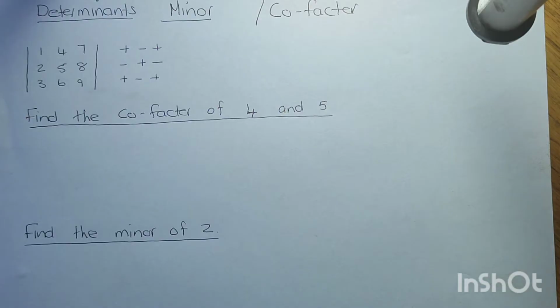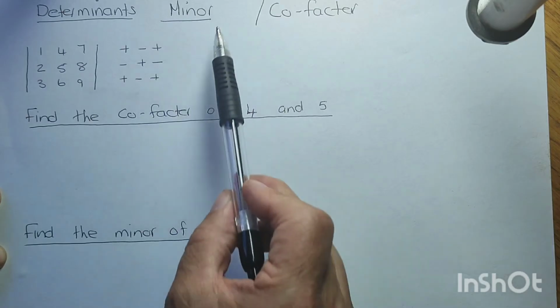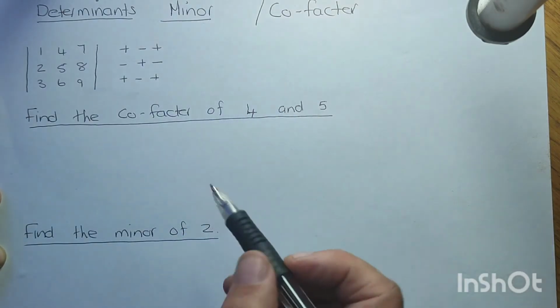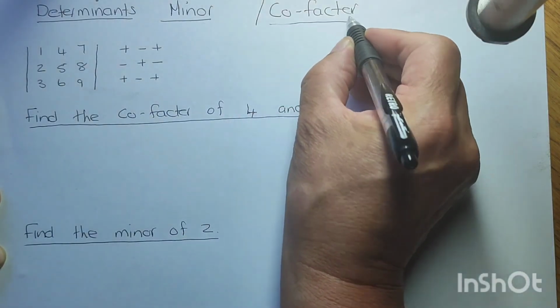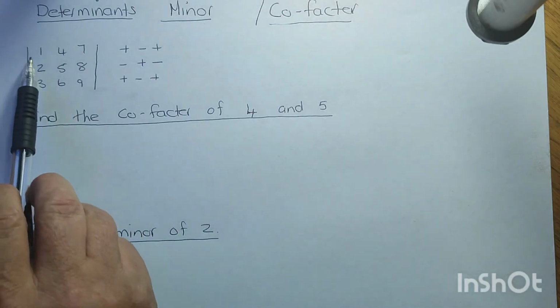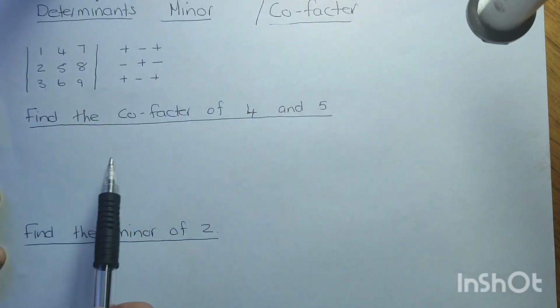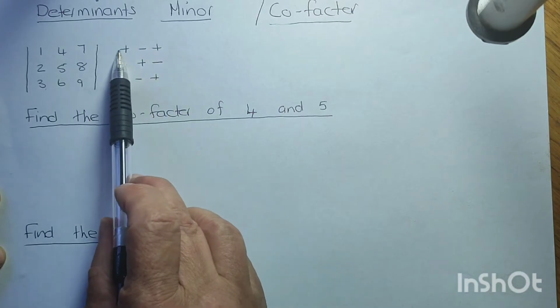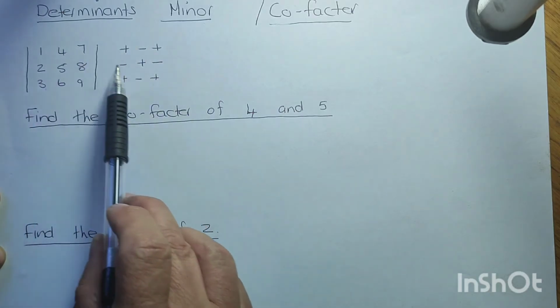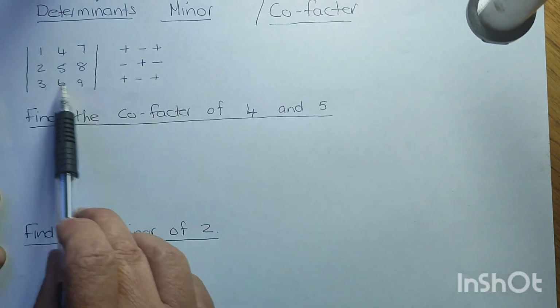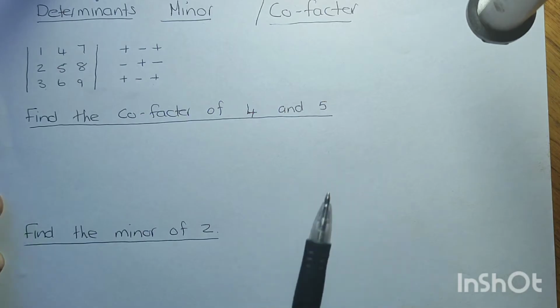In this video, we're going to talk about determinants and how to calculate the minor and the cofactor of a certain value given to me. So when I have a 3 by 3 determinant set, I have the including signs that match each of these values in my 3 by 3 determinant.